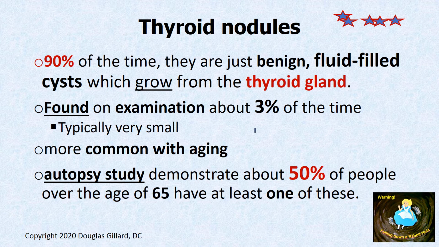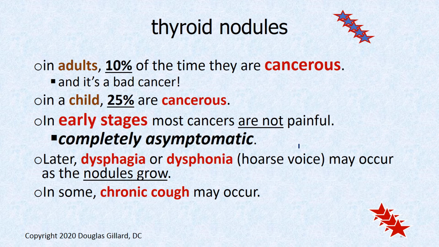In fact, they're found in about 3% of physical examination. You'll find these little bumps. On autopsy, you'll find them in 50% of people, so they're fairly common. And usually they're benign little fluid-filled cysts, no big deal. But about 10% of the time, they can be cancerous, and that's a big number, I think.